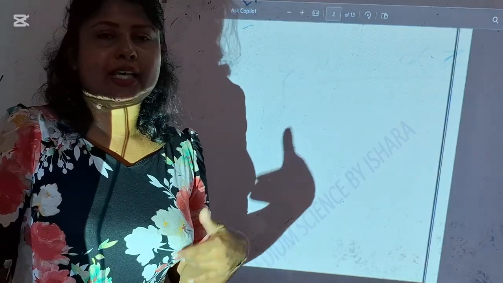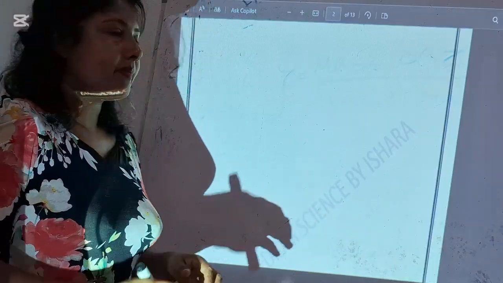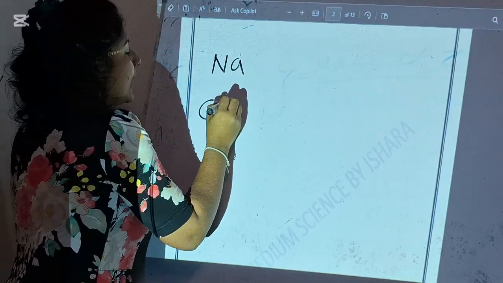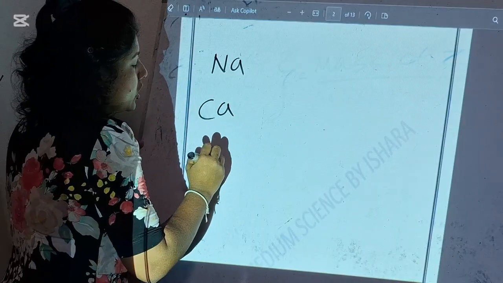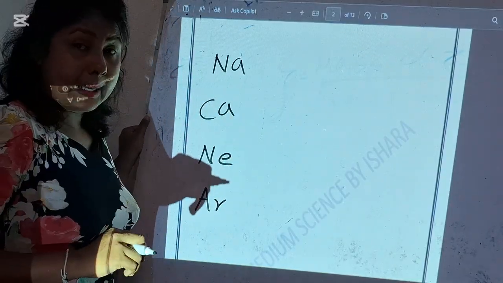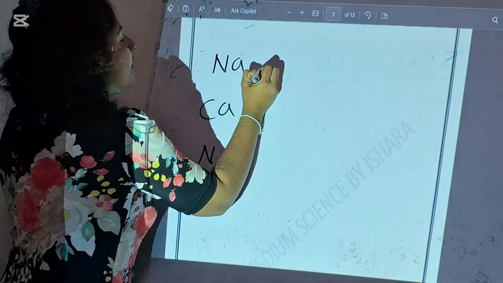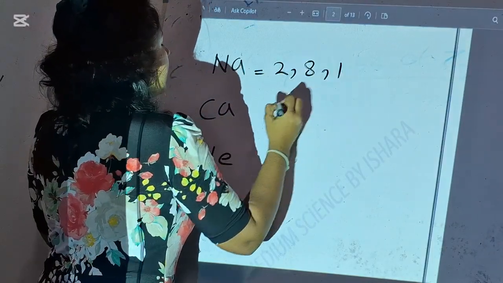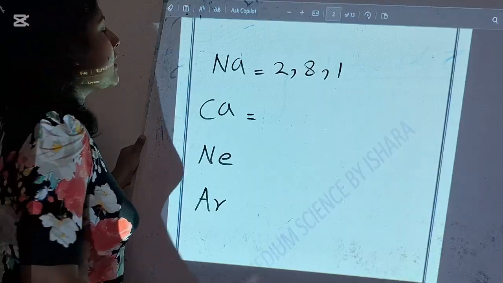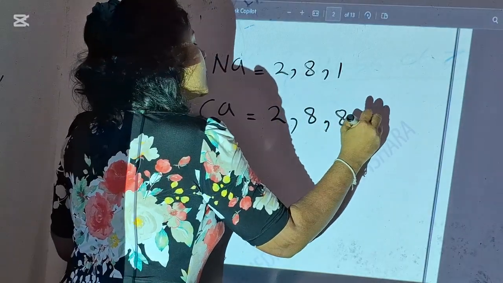For explaining that, I'm taking some examples. I'm taking first sodium as well as calcium. Then I'm going to take neon, then argon. If we take sodium, sodium has 11 electrons, so its electronic configuration is 281. But if we take calcium, it has 20 electrons, so its electronic configuration is 2882.